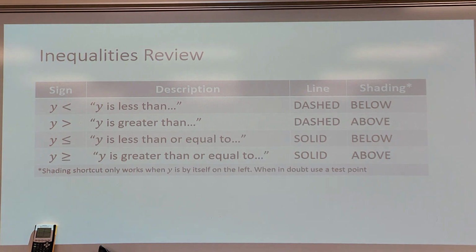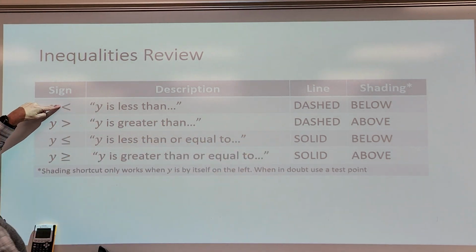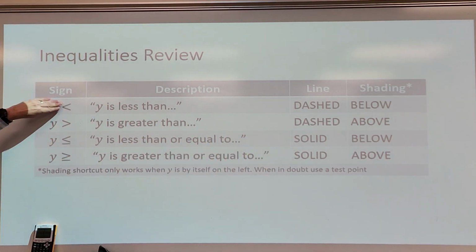We always want to get y by itself and have y on the left side. So we have y is less than, y is greater than, y is less than or equal to, y is greater than or equal to. If it's arranged like this, then for these we're going to have a dashed boundary that we shade below or above. We have the y's that are less than the curve. That means we're going to shade below the curve. Y is greater than, we're going to shade above the curve.